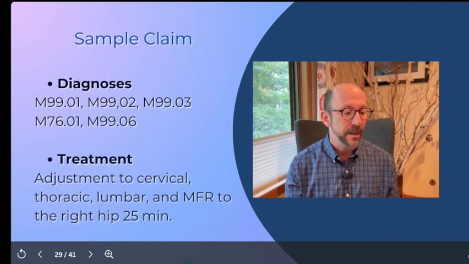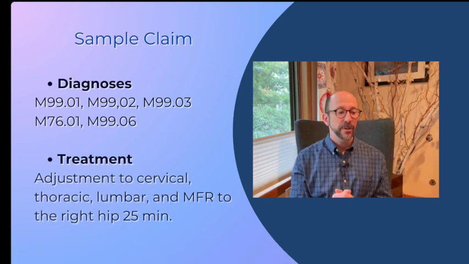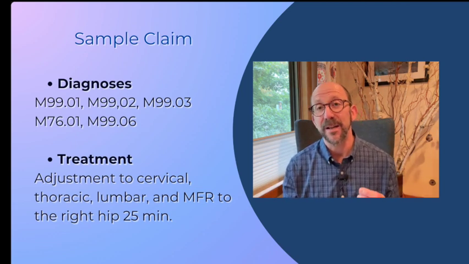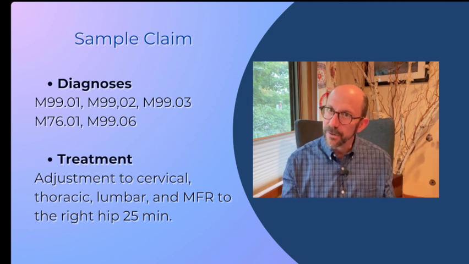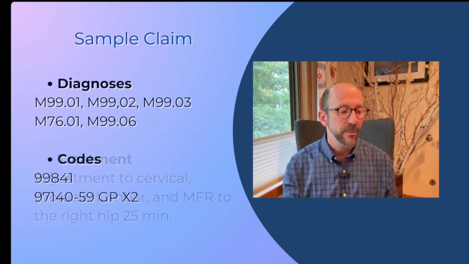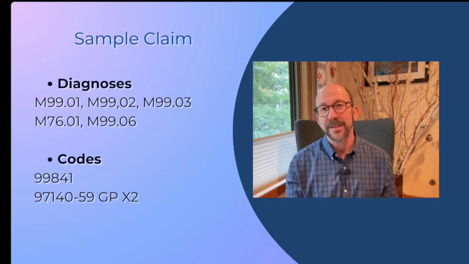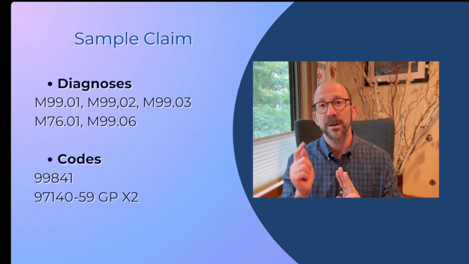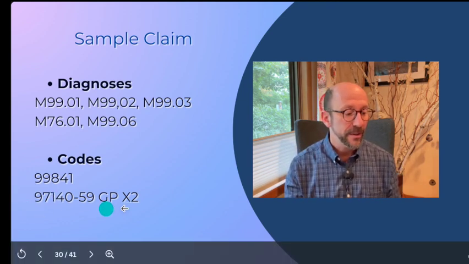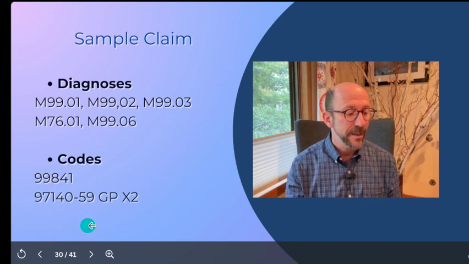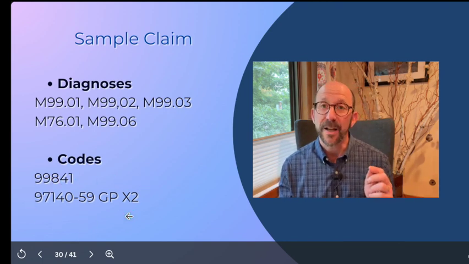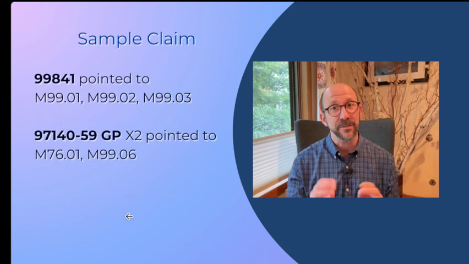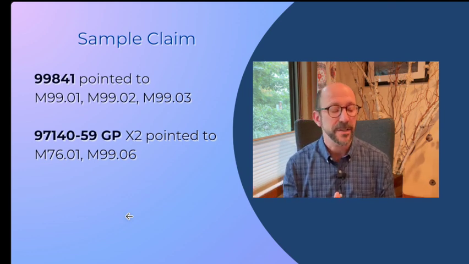And let's say our treatments were cervical, thoracic, and lumbar adjustments and myofascial release to the right hip for 25 minutes. And that's a pretty typical treatment in my world. How would I code this? I would code those treatments as 98941 for my 3-region adjustment, cervical, thoracic, lumbar. And I would code that 25 minutes manual therapy as 97140-59GP times 2 units, because it was 25 minutes, and 25 is between 22 and 37.